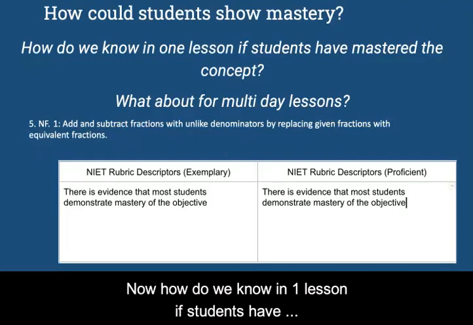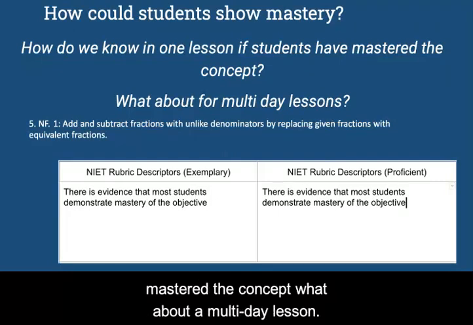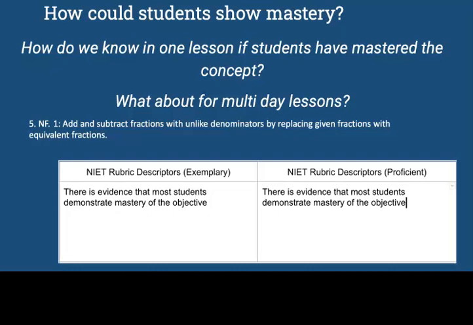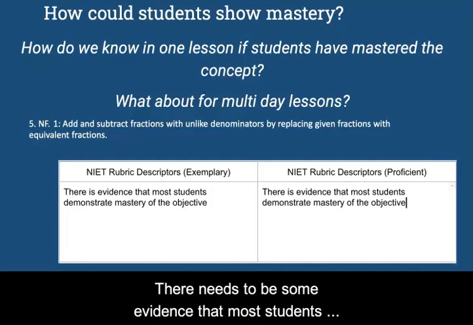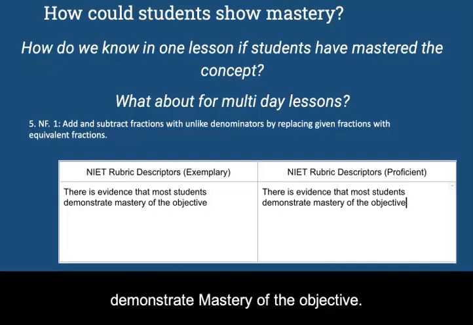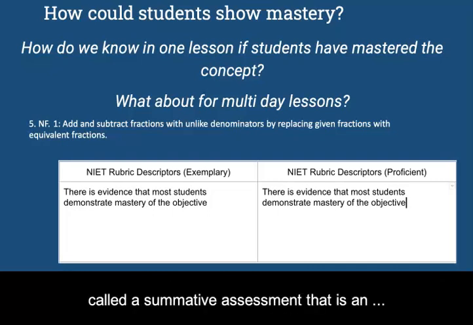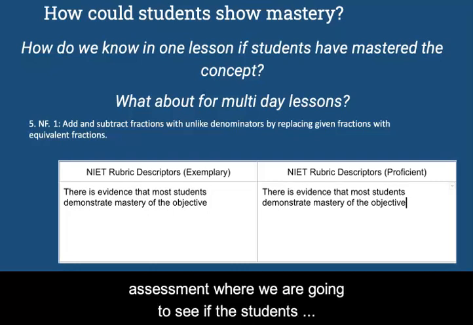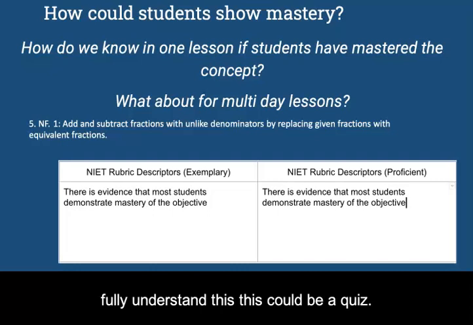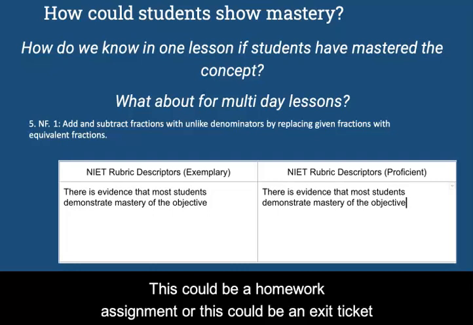Now, how do we know in one lesson if students have mastered the concept? What about a multi-day lesson? So again, there needs to be some evidence that most students demonstrate mastery of the objective. If it is a one-day lesson, you could give them something called a summative assessment. That is an assessment where we are going to see if the students fully understand this. This could be a quiz, this could be a homework assignment, or this could be an exit ticket.